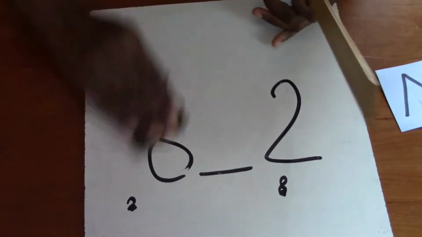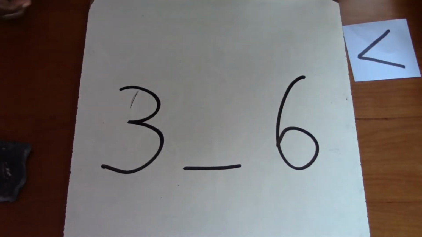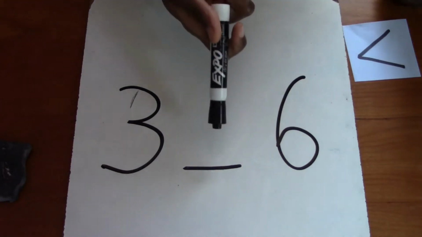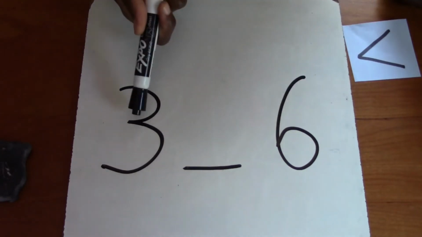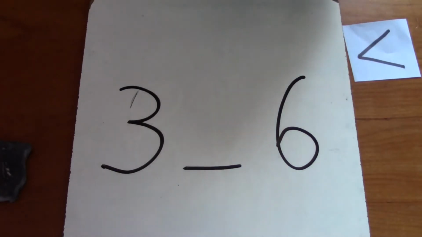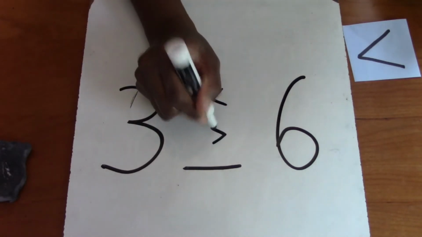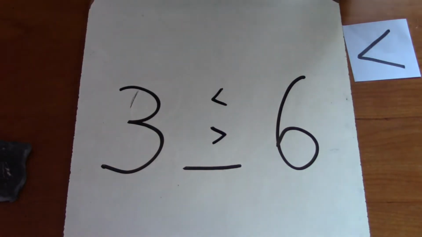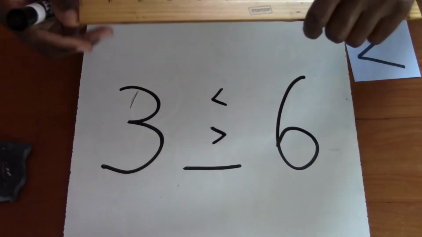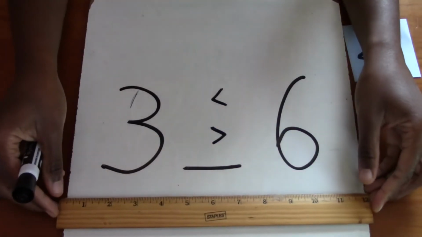Let's try another one. Okay, I have another question up here. I have 3 blank 6. We need to figure out which symbol needs to go here, if it's the less than symbol or the greater than symbol. Okay? So, I can use a number line again.